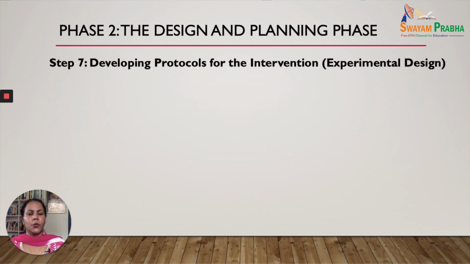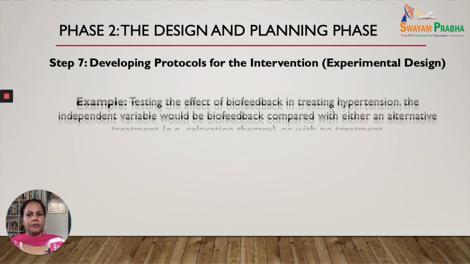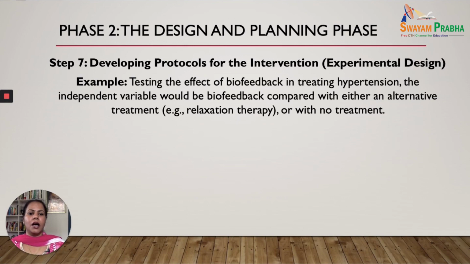The next step is developing protocols for intervention. Particularly, this step is used for the experimental design, because in experimental design we will be introducing the intervention. For how the intervention will be introduced, a step by step guide is made, which is known as a protocol. So we develop the protocol for how this intervention will be given to the participants. For example, testing the effect of biofeedback in treating hypertension. Here the independent variable is biofeedback, compared with either an alternative treatment, that is relaxation therapy, or with no treatment. So we can have the comparison group as an alternative treatment, or a usual treatment, or no new treatment.